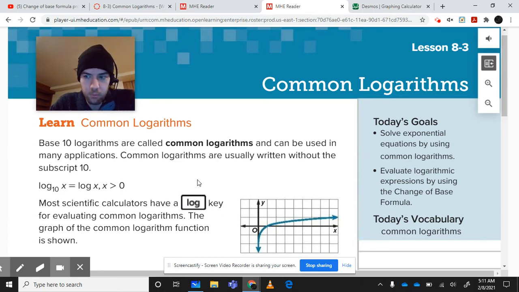So most computer programs that are going to do logarithms for us are going to be assuming we're using a base of 10. So they're going to be assuming we're asking like 10 raised to what power equals x. We're also going to try to evaluate logarithmic expressions by using the change of base formula, which is going to allow us to work with logs that are not common logarithms, that have different bases.